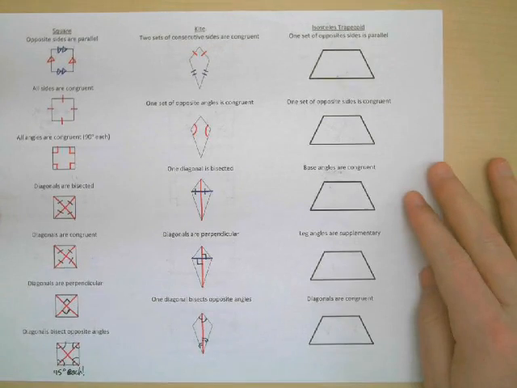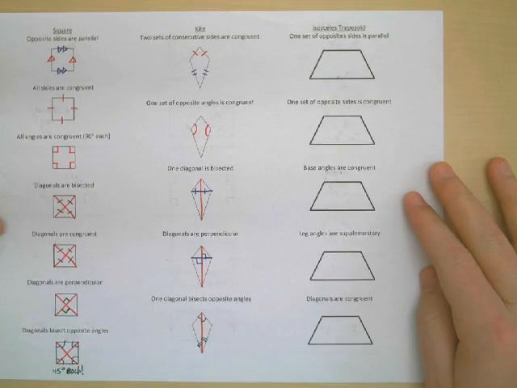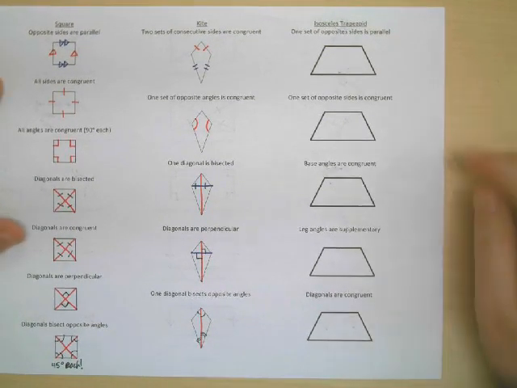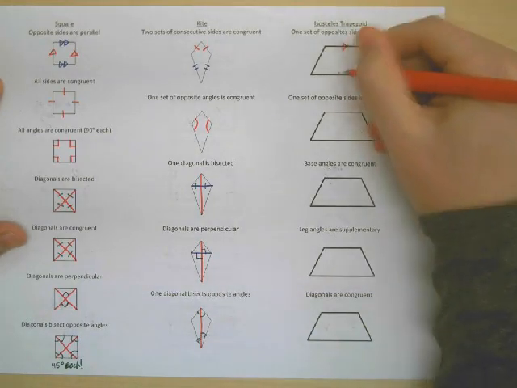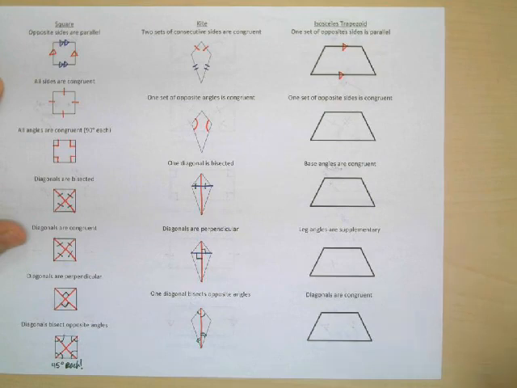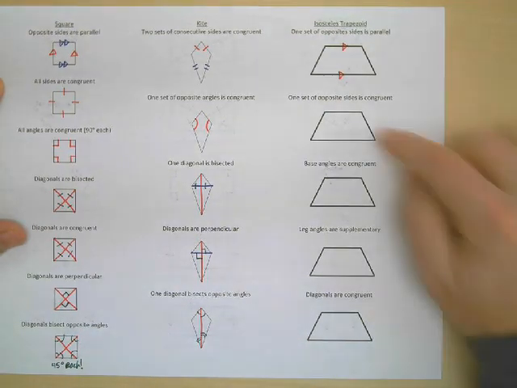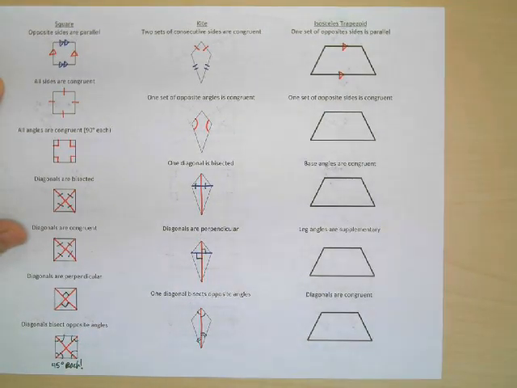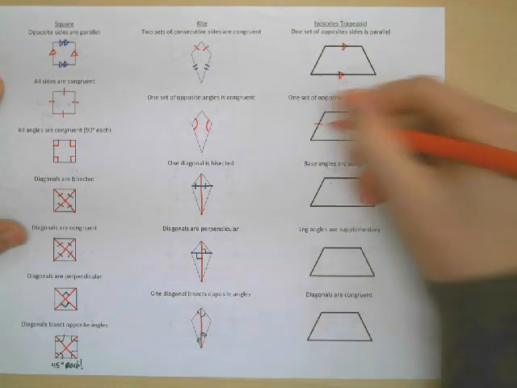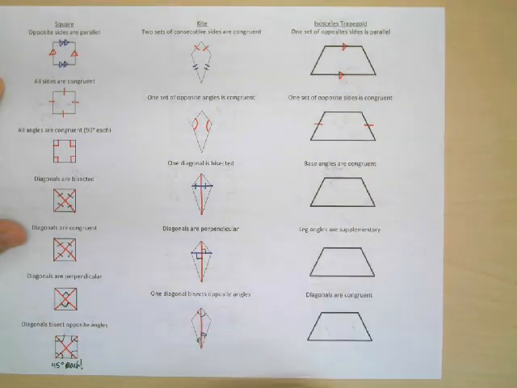And then our last quadrilateral is the isosceles trapezoid. Its first property is one set of opposite sides is parallel. That would be the top and bottom. Those are the only opposite sides that are parallel. Next, one set of opposite sides is congruent. That would just be the left and the right side of the trapezoid, which we call the legs.